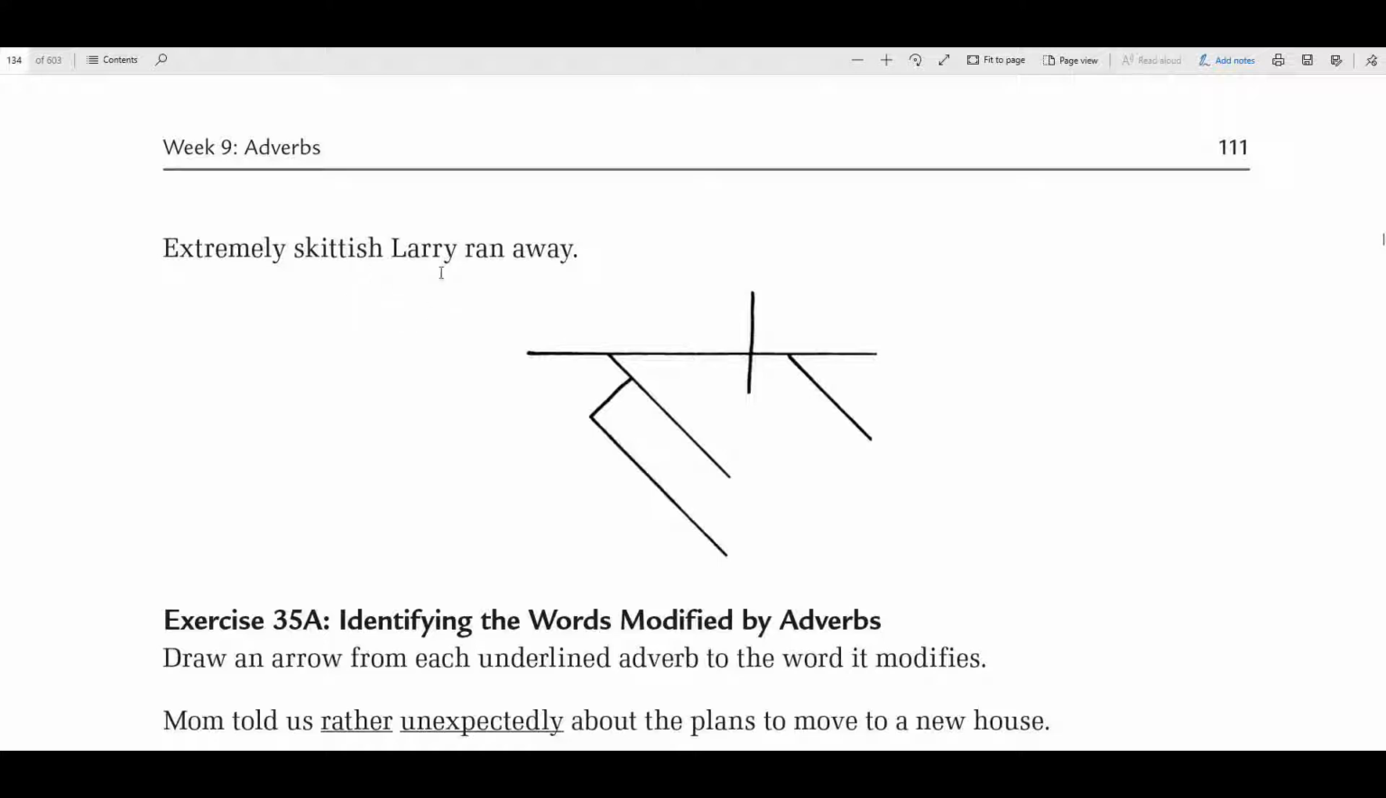Extremely skittish Larry ran away. Okay. Verb is ran. Who or what ran? Larry. Poor Larry. He is having a tough time. He got scared. Larry ran. Okay, so let's figure out where everything else goes. Where does away go? This tells where he ran, being an adverb. He ran away.